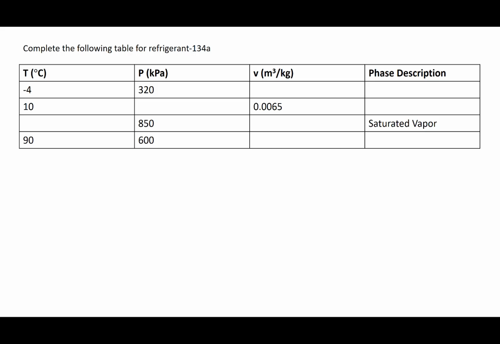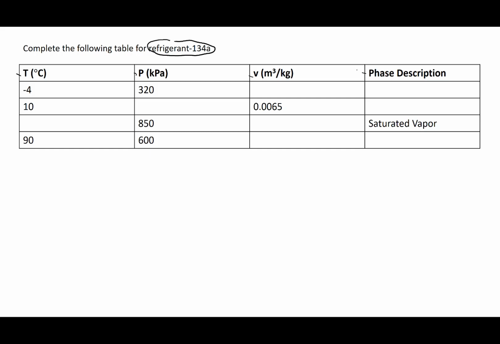In this problem, we have this table, and the instructions say complete the following table for refrigerant 134A. So basically, we have refrigerant 134A, and we have some different data given. We have some temperatures given, some pressures given, some specific volumes, and phase description. And what we want to do is take the data that we're given and determine the data that's missing, or that we weren't given.